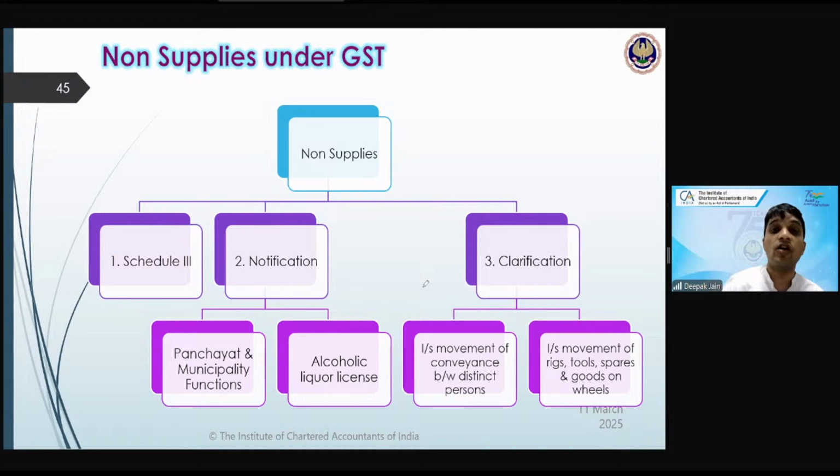On this alcoholic liquor license, the government used to collect the license fee, and GST authorities went and said that, see, boss, alcoholic liquor for human consumption is not liable to GST, but you are getting a license for alcoholic liquor, so you have to pay GST. That's when this notification came and clarified that no, liquor will not be liable to GST, and this alcoholic liquor license also will not be liable to GST.